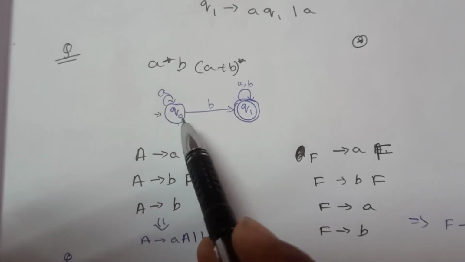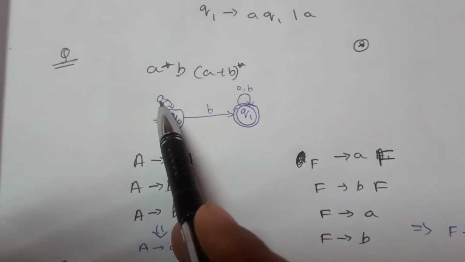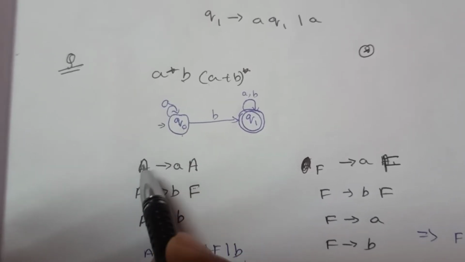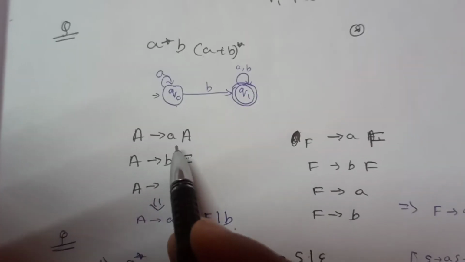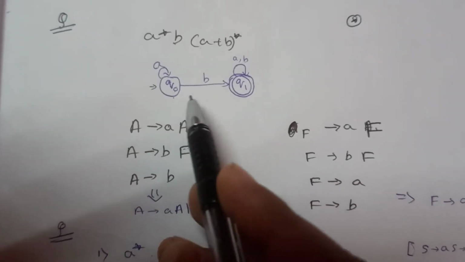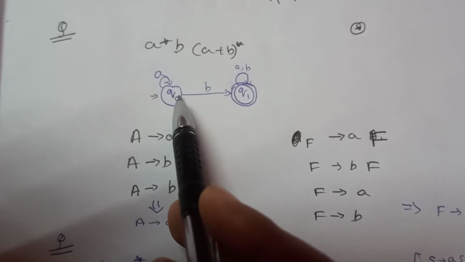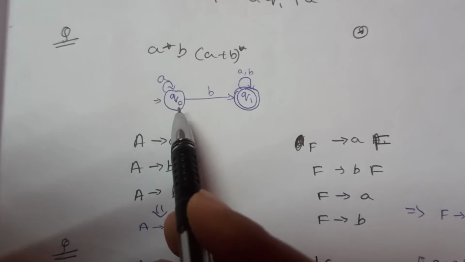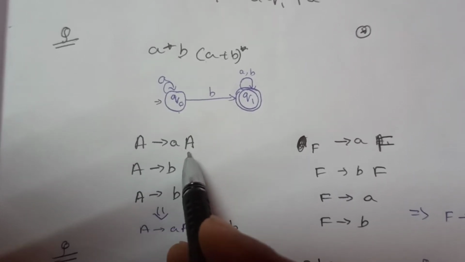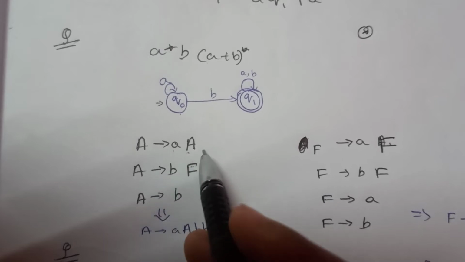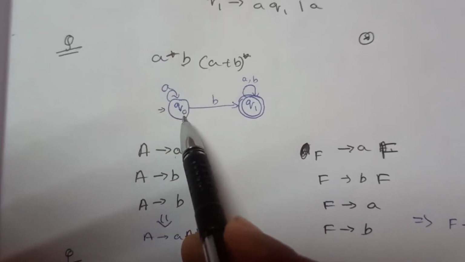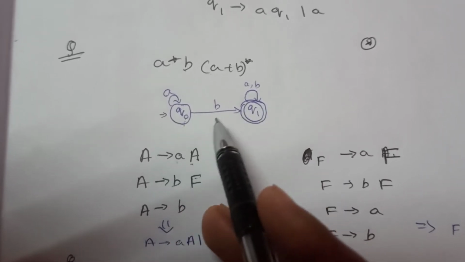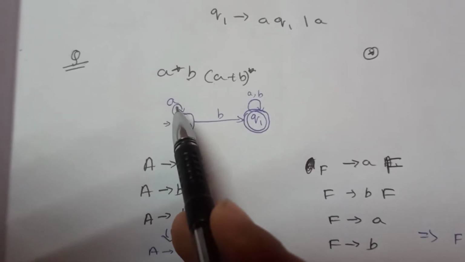So you can see, from q naught it receives input symbol a, and it goes to q naught again. So here we are representing q naught as variable A. So as it receives input symbol a and it goes to q naught again, the production rule will be, what? It will be from A to aA with input symbol a. Okay, and as q naught is not the final state, there will not be any other production rules for this particular transition.